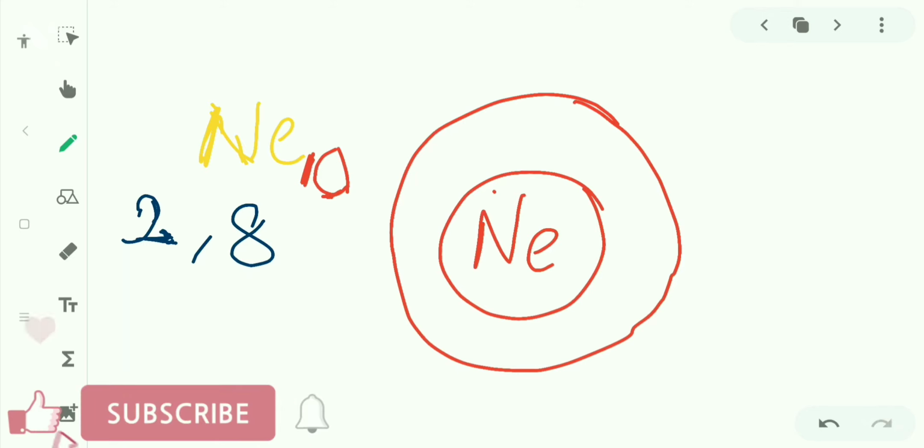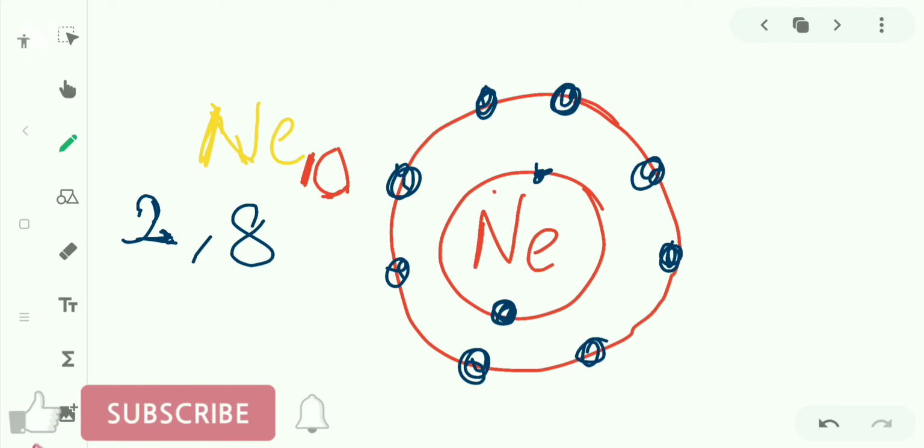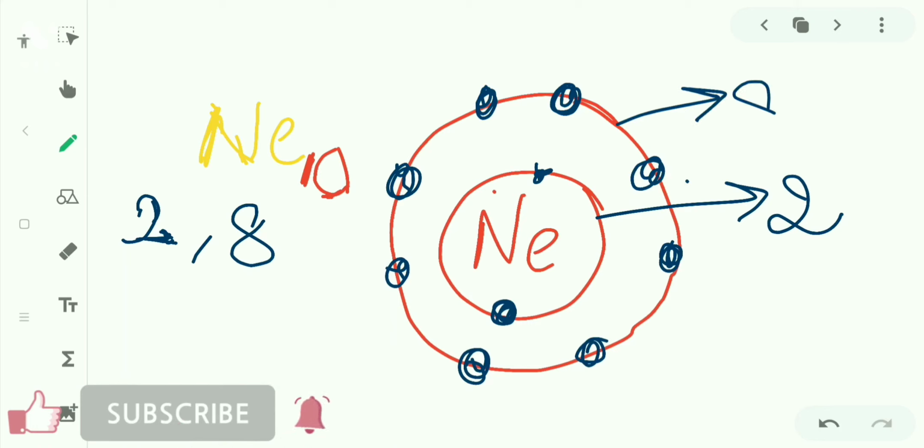So here 1 electron, here 1 electron. So here 1 2 3 4 5 6 7 8. What did I say? I said the first orbit has 2 electrons, the second orbit has 8 electrons. So here 8 electrons are complete. This orbit has complete electrons, so that means this is a complete orbit.